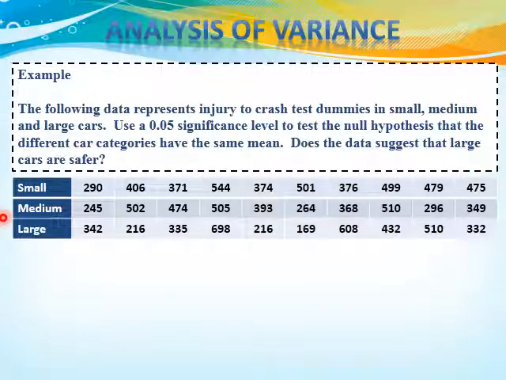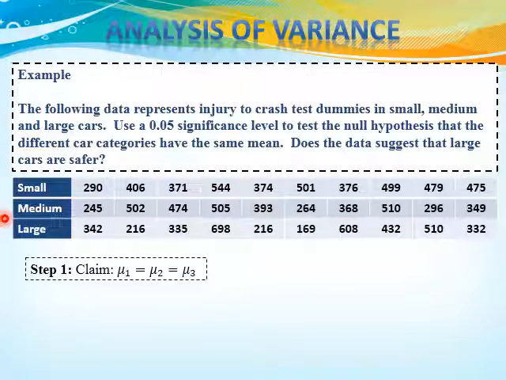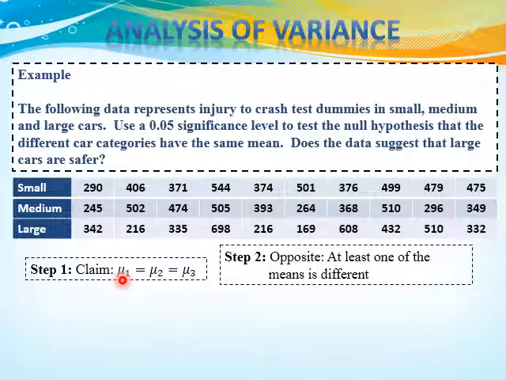or comparing. So we'll start this one the same way we have done before, mainly for consistency. Step 1 is the claim that the means are the same. So the mean for each car category is the same. Then the opposite of that is at least one of the means is different.